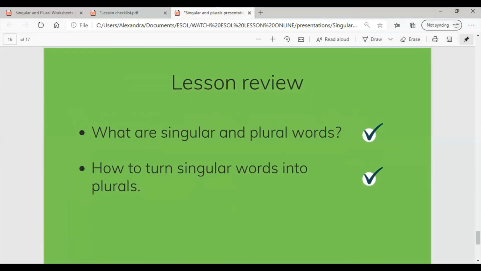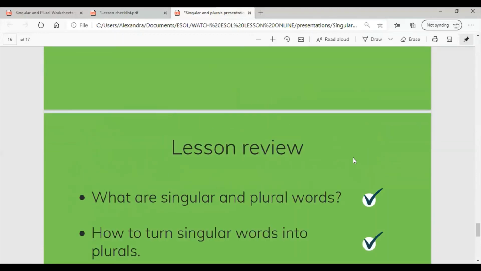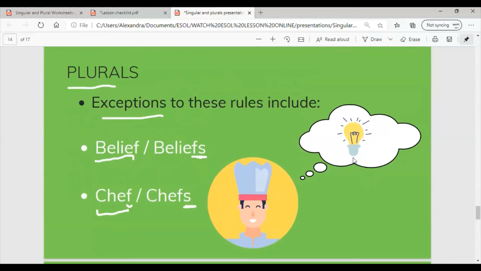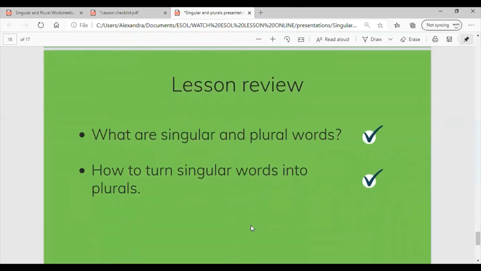So let's have a quick look back at today's session and what we've looked at. So we've looked at what are singular and plural words. We've established that singular is a person, a place or a thing or an animal where there's just one, and plural words are where there's more than one. So here's a quick example. Chef is our singular word because there's just one chef, but chefs are when there's more than one. You might have a kitchen full of chefs. So that's our plural word, where there's more than one.